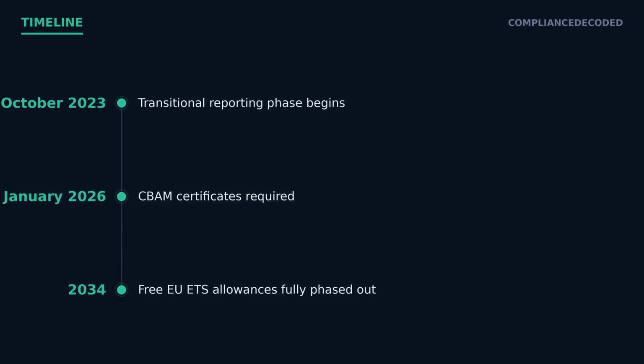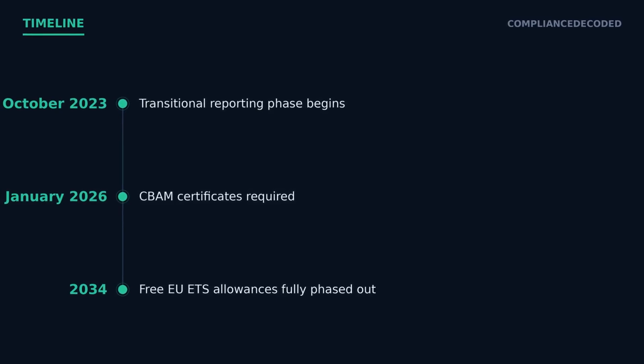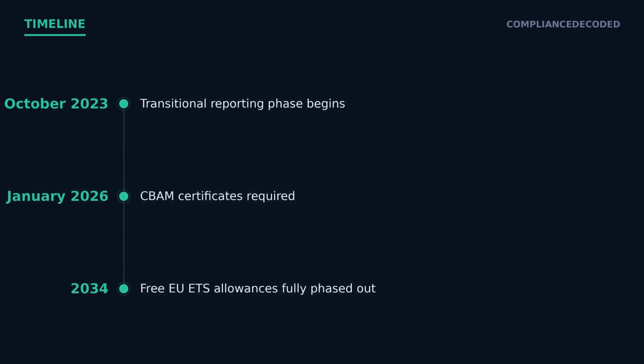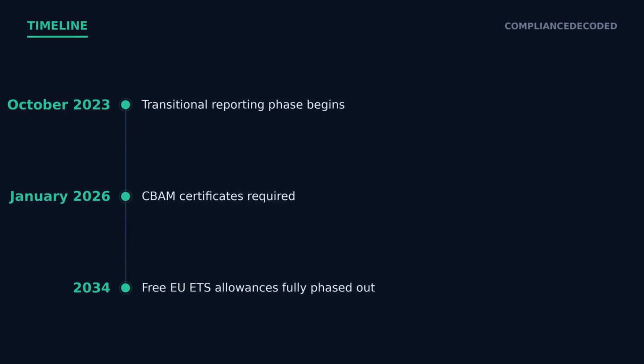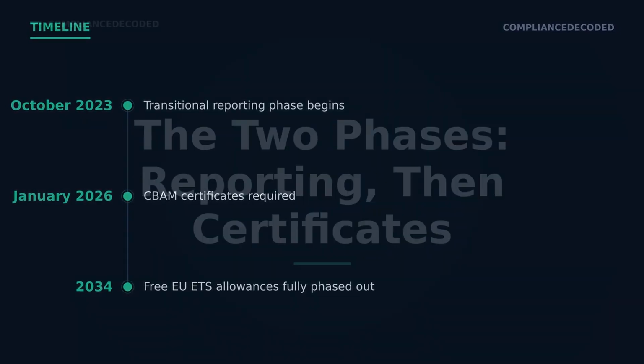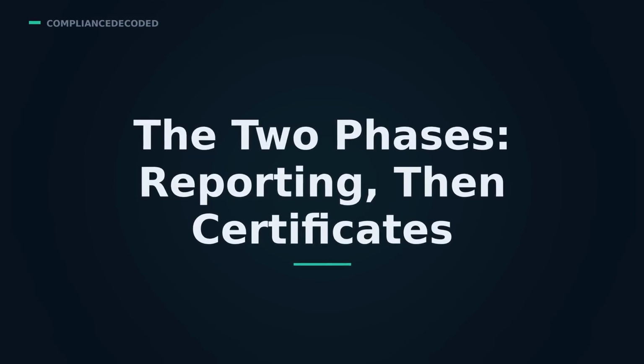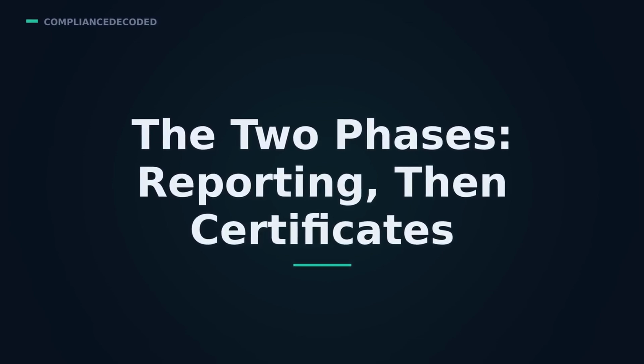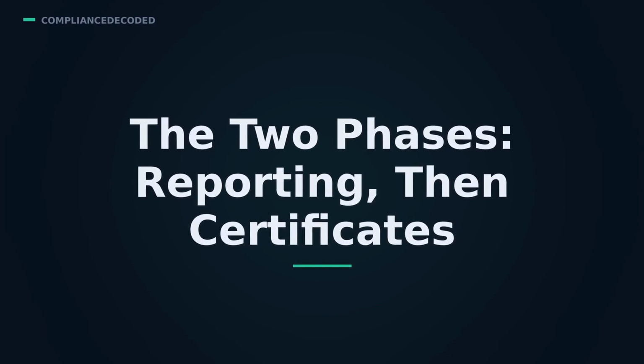Think of it as 2 dials moving in opposite directions. As the free allowance dial turns down for European industry, the CBAM dial turns up for imports, so that over time, both are exposed to broadly the same carbon price. CBAM rolls out in 2 distinct phases, and knowing which phase you're in changes what's expected. The design is intentionally gradual, a slow ramp rather than a sudden switch, giving everyone in the chain time to adjust.